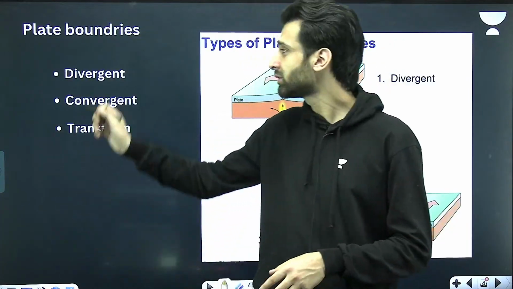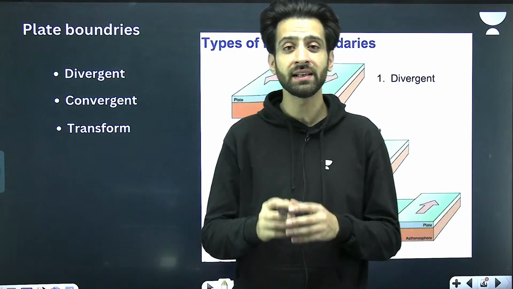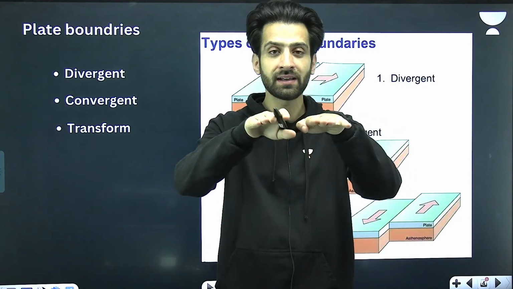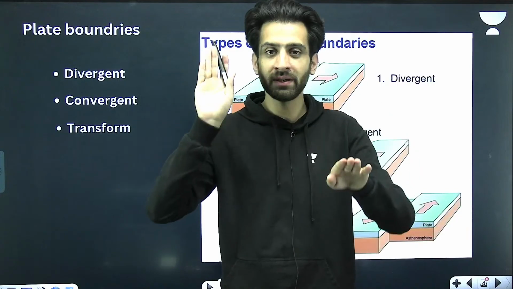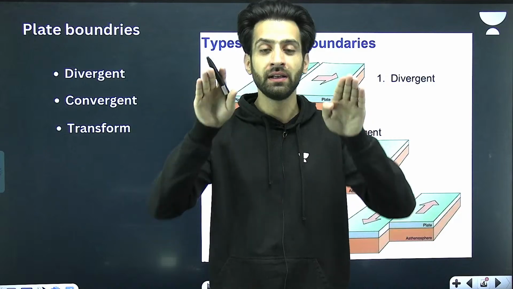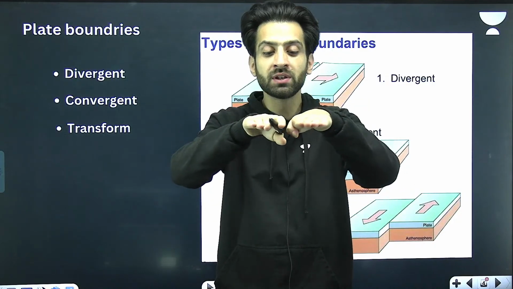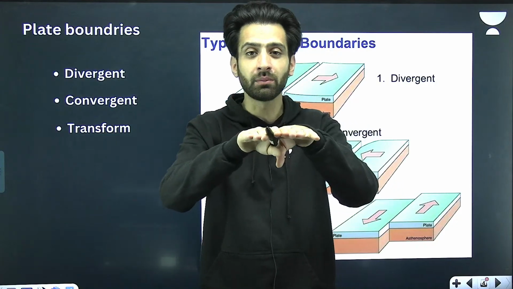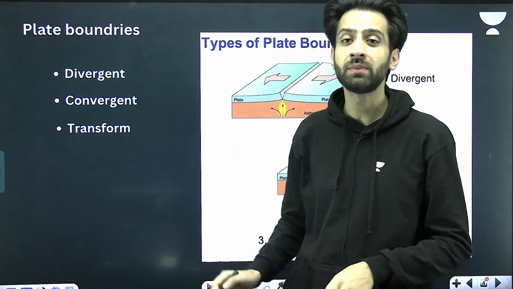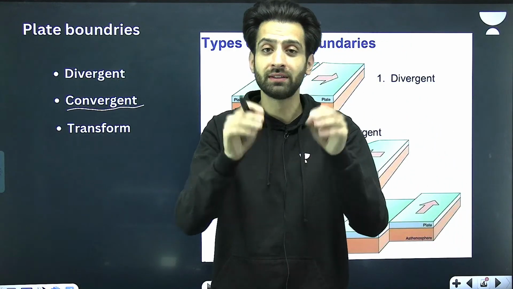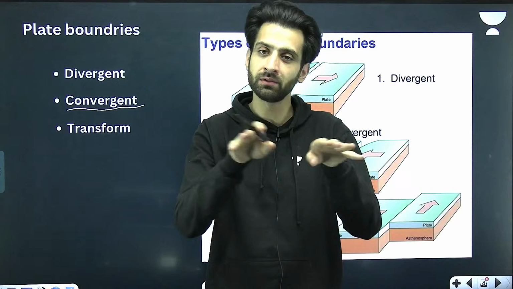Primarily speaking, the interaction between the plates or the boundaries is of three types. Now, have a keen look at my hands. If this hand is one plate and this hand represents the other plate, and these two hands are coming towards each other, they are converging. That type of a boundary is called the convergent plate boundary. If they are converging, that is a convergent plate boundary. Very simple. Converging is convergent.